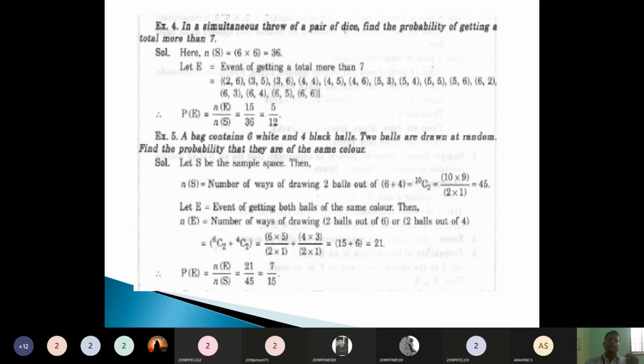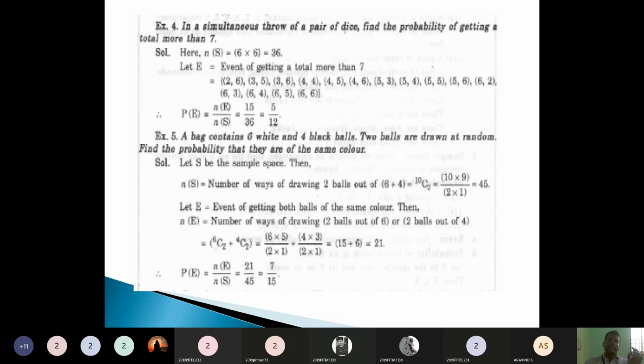Okay. So the possible sample points are nothing but (1,1), (1,2), (1,3), (1,4), (1,5) inside the bracket. Just mention first die 1, second die 1, first die 1, second die 2, 1 3, 1 4, 1 6. Next, first die 2, second die 1, then 2 comma 2, 2 comma 3, 2 comma 4, 2 comma 5, 2 comma 6 and so on. Like that, you get a total of 36 possibilities.